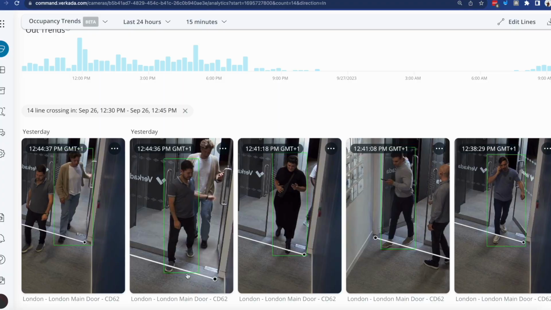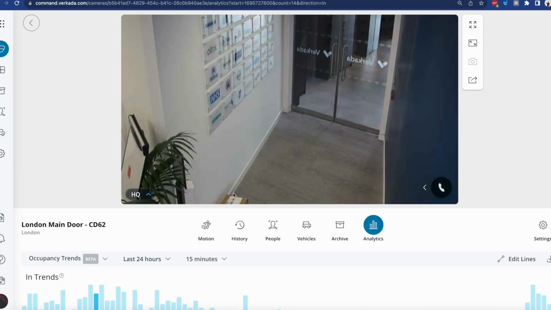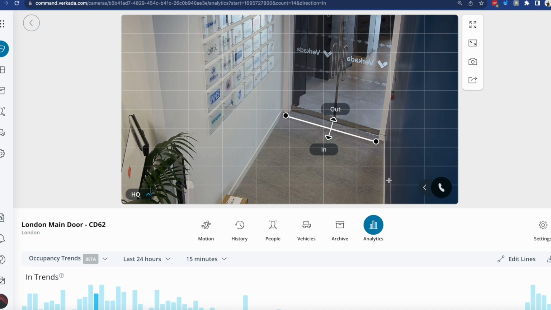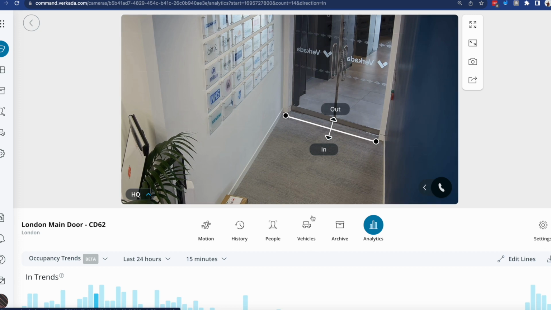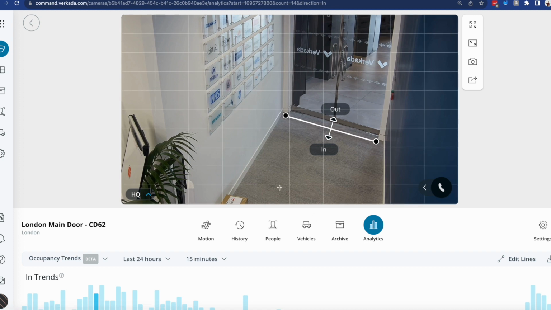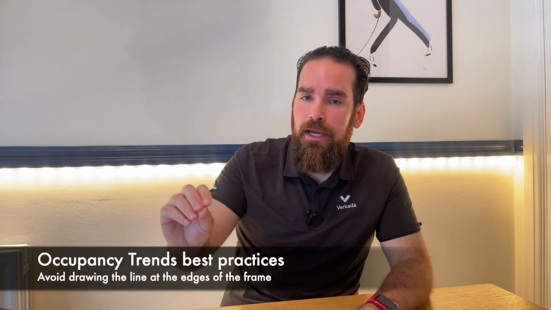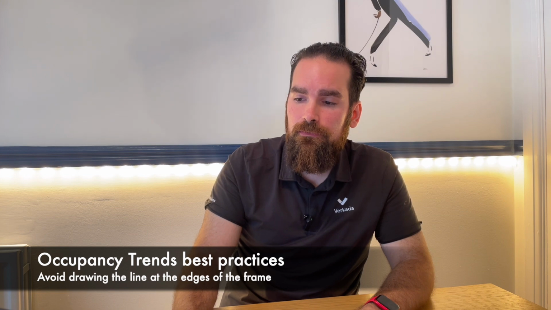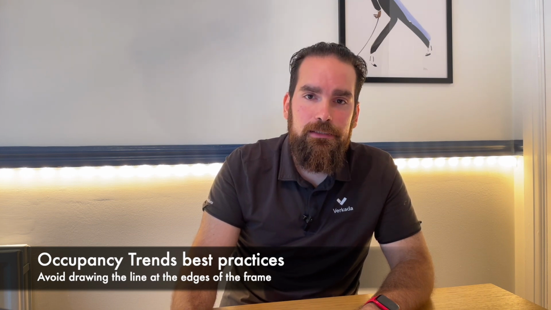So going back to my example, if I draw the line very close to the bottom, hopefully you can see my cursor, the algorithm has enough time to detect people coming in and see them cross this virtual line, but most people that are getting out are only recognized as people by the time they have actually crossed the line. So rule number 1 when it comes to occupancy trends, make sure that the line is drawn somewhere in the frame where the algorithm has some time to detect that something moving in the frame is a person.